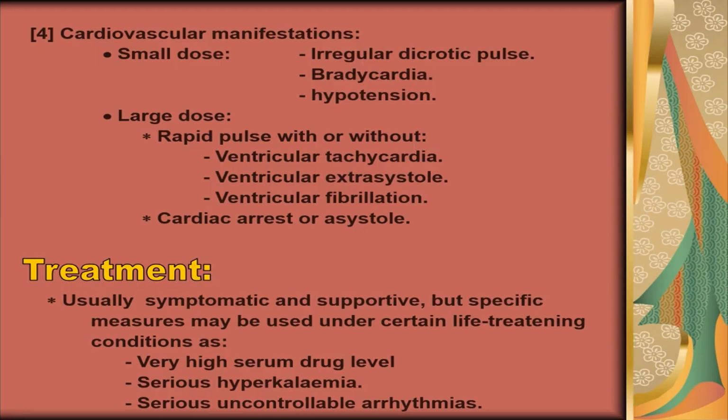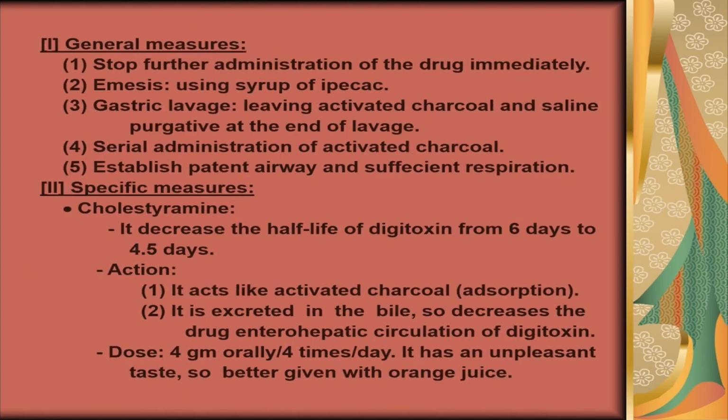Treatment. Usually symptomatic and supportive measures, but specific measures may be used under certain life-threatening conditions, as in very high serum drug level, serious hyperkalemia not controlled, and serious uncontrollable dysrhythmia. So, the lines of treatment will be as in any toxin. It will involve 3 lines: general measures, specific measures, symptomatic and supportive ones.